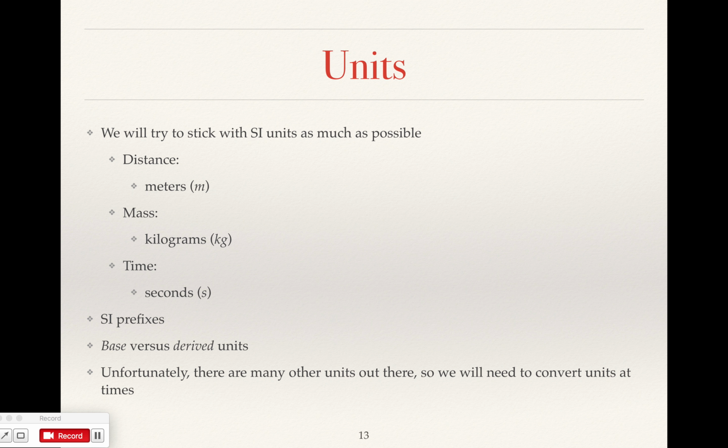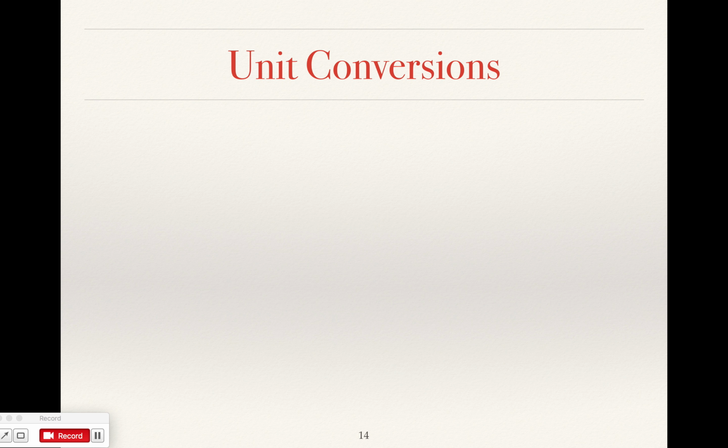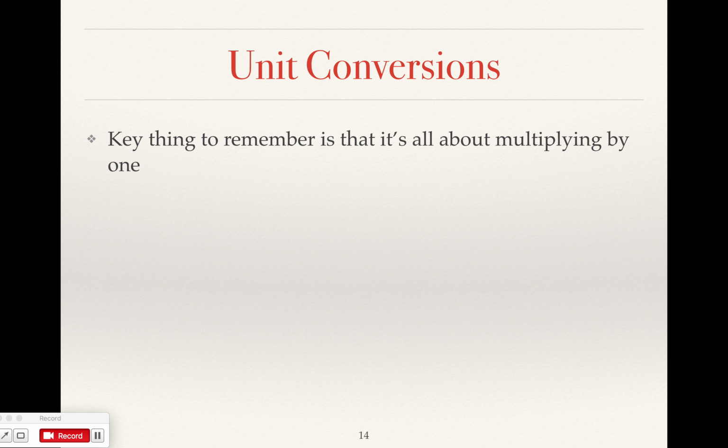Now of course there are all sorts of other units out there, so we're going to need to be converting units at times. In principle, we can say the official unit of distance is the meter, but here in the US we typically don't use meters, we use inches or feet or miles or all sorts of other things. So we are going to have to do some conversions. In particular, engineers are notorious for not using SI units, so you are going to be stuck with unit conversions. The key thing to remember is that it's all about multiplying by 1.